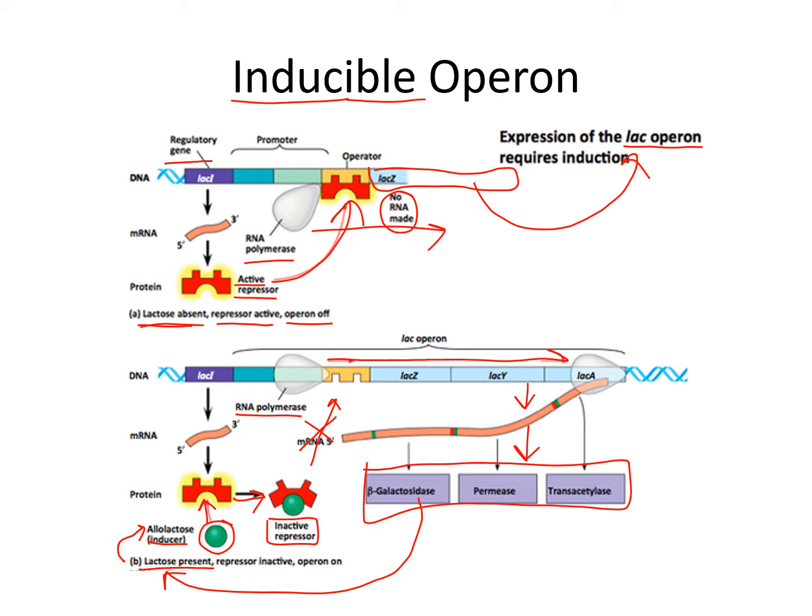Once all the lactose has been eliminated and there is no more lactose present, it goes back to having a repressor that is activated because all the lactose is gone, so it goes back to active form and turns the operon off, stops gene expression. And this is very efficient because the bacterial cell does not need to make enzymes to break down a nutrient it does not have.